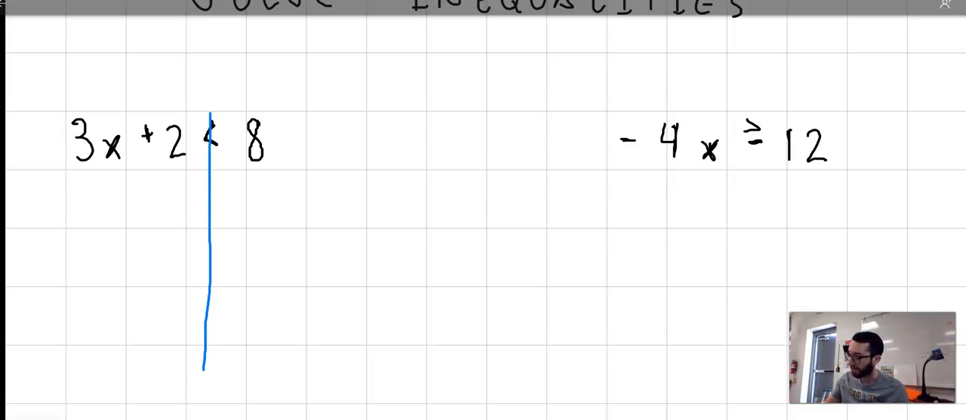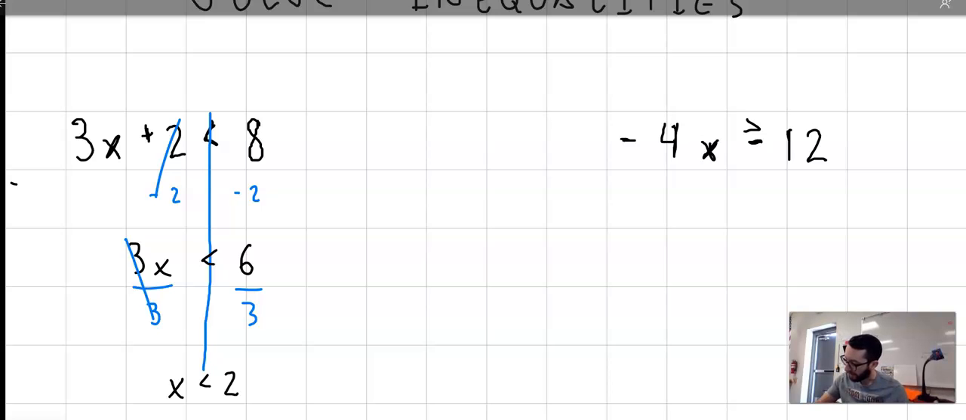Draw out your line. Well, it's 3x plus 2, so I need to do minus 2 from each side to make the 2 go away. So now this says 3x is less than 8 minus 2, which is 6. And so that's 3x. I want to know what 1x is, so I divide each side by 3. So x is less than 2. That means to solve this, it would be any number less than 2.